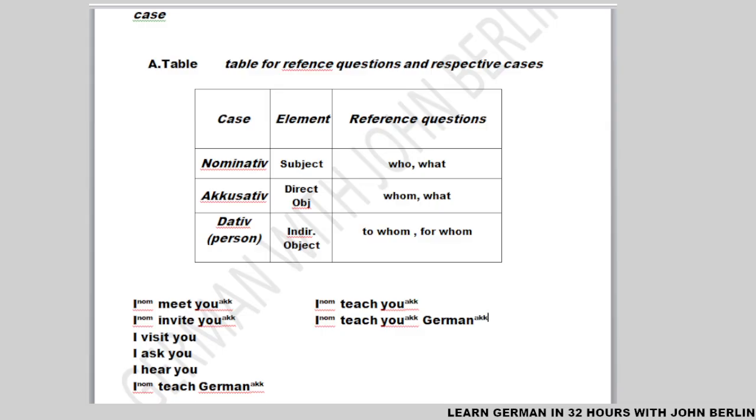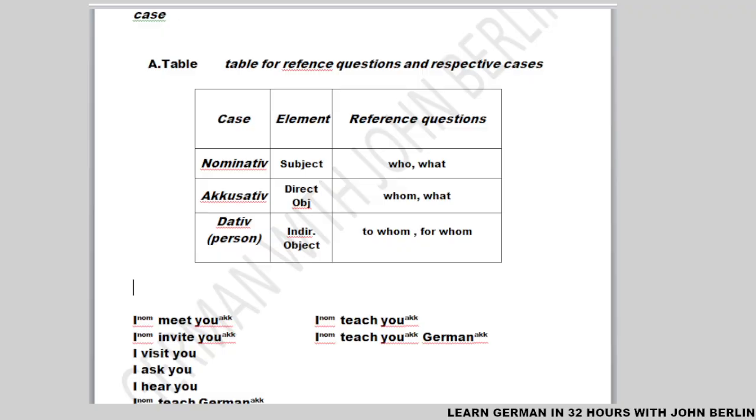So what did we learn here? We learned a sentence can have more than one direct object. In other words, it can have more than one type of direct object. So let us write: a sentence can have more than one type of direct object. It depends on the verb. For example, as you can see, the verbs we did earlier, to meet, to invite, to visit, to ask, and to hear, they are mostly working only with a person.